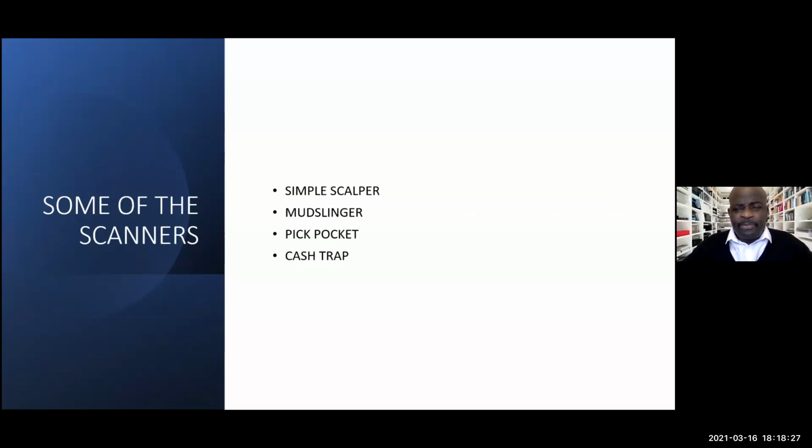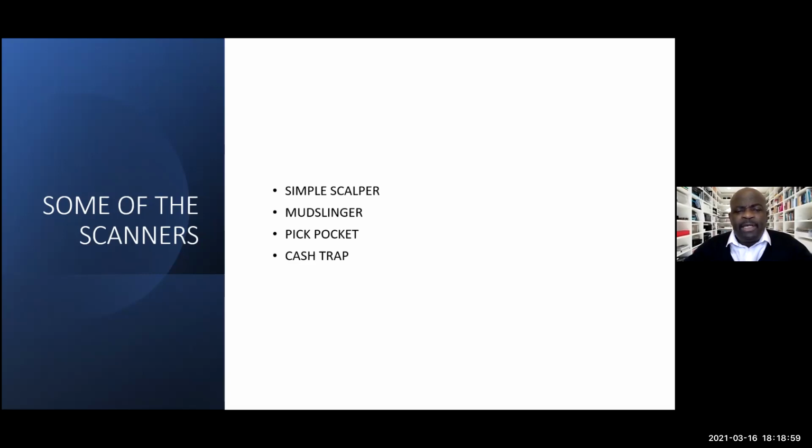There is the simple scalper. That one essentially is for when the market is consolidating. It's not appropriate when the market is trending. We'll probably look at an example of a market consolidating, but those of you that have been in Forex understand that.